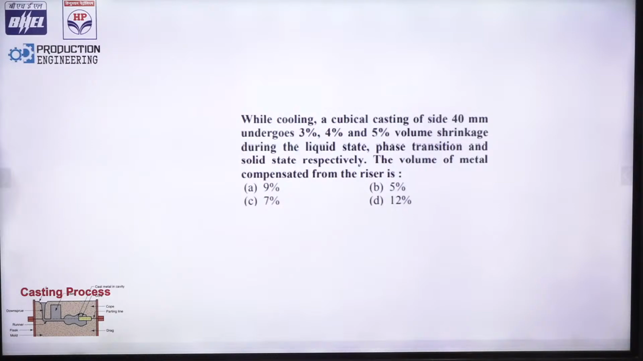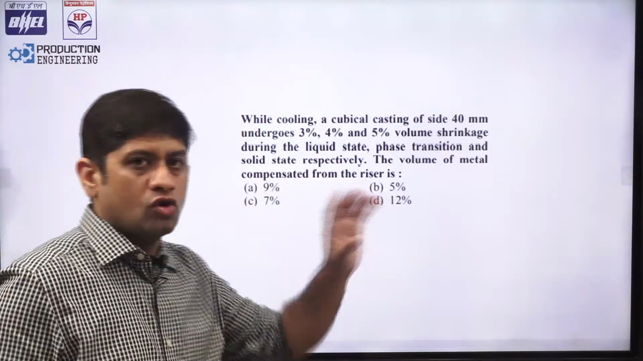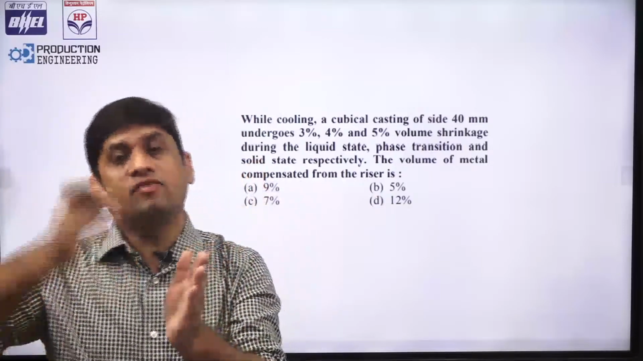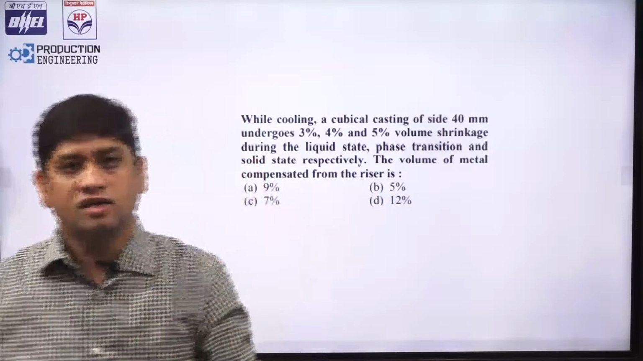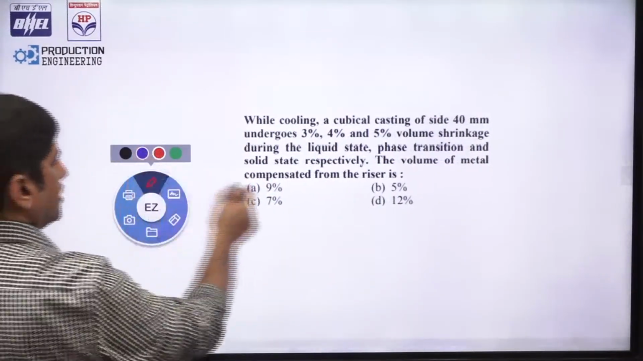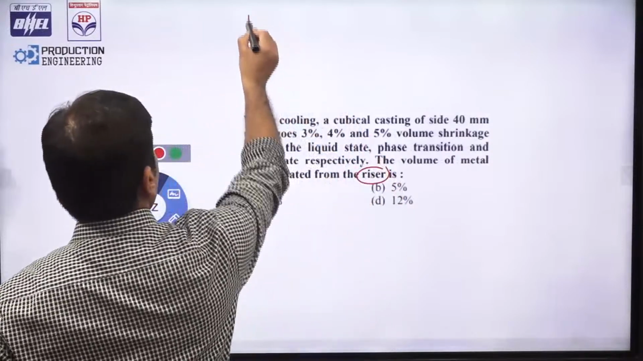So shrinkage allowance, a question related to shrinkage allowance. While cooling a cubical casting of this side, there are volume allowances: volume shrinkage during liquid state, phase transition 4%, solid state 5%. So which volume will a riser cater to? You know, a riser caters to a particular kind of shrinkage, liquid to liquid and phase change. Solid to solid shrinkage is not catered to by the riser. That is the logic.